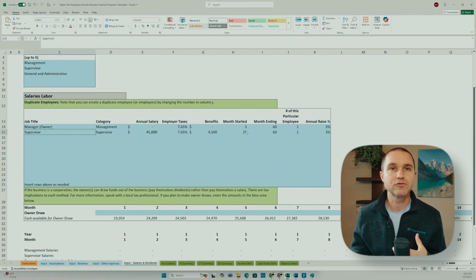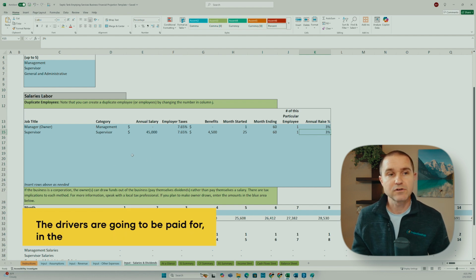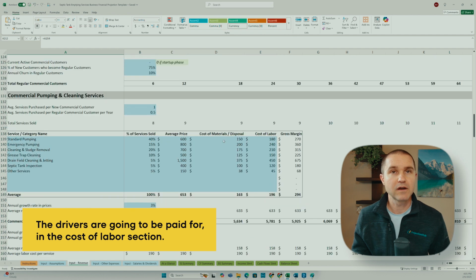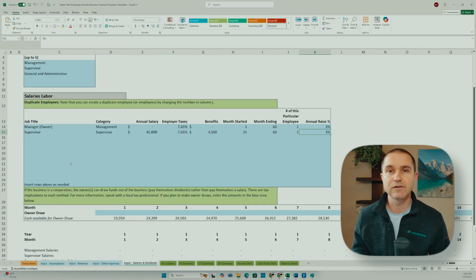But then maybe as you grow, so maybe in month 25 here, you can set month started. So month 25, let's say we're going to hire a supervisor. We're going to pay the supervisor $45,000 a year, some benefits, employer taxes, annual raise of 3%, and you can set the month starting and month ending for that position. Now again, remember that the drivers are really going to be paid for in this cost of labor section. So what you're wanting to enter here is really your salaried positions, not really the drivers in this example.